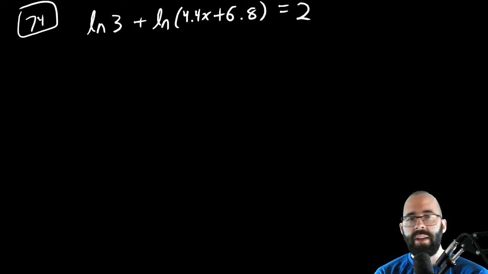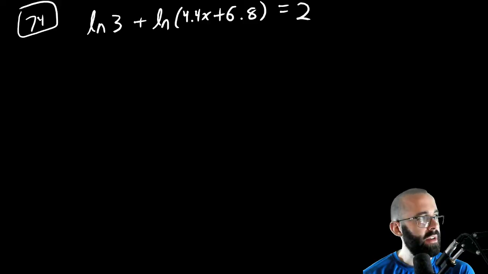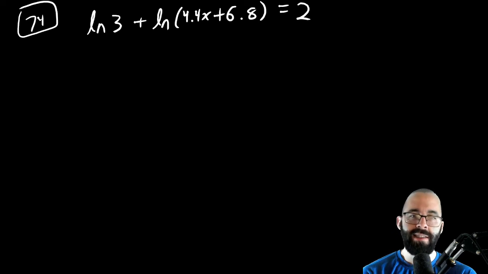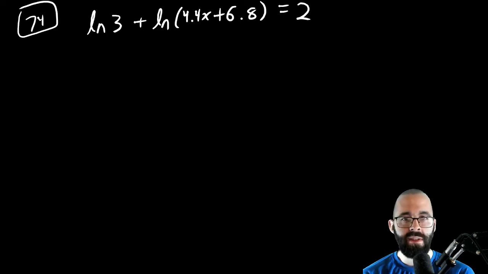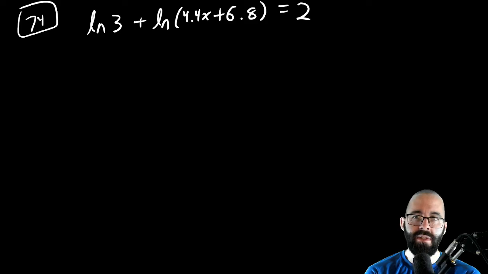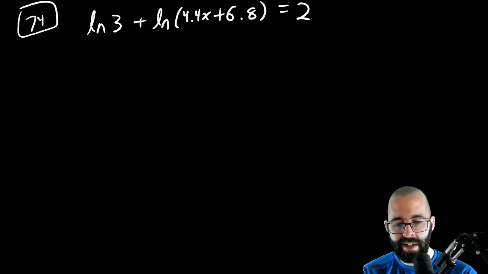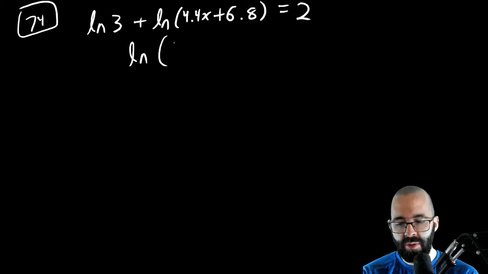So if we get one log equal to another, we can use the one-to-one property. If we get a logarithm by itself, we can use the definition, but we have neither one of these situations. If we combine these logarithms, though, then we'll have a single log that we can solve for and convert it to an exponential form. All right. Combine these with the product rule. This is 3 times 4.4x plus 6.8.